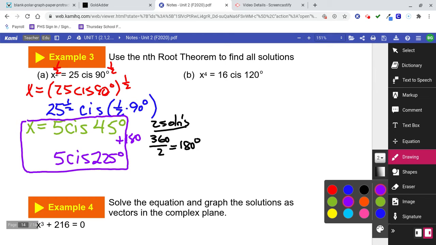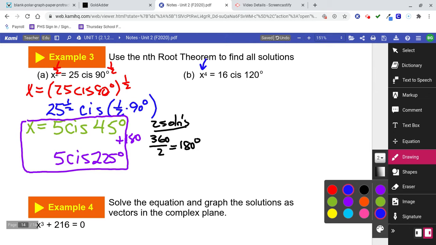Two solutions, 5 cis 45 and 5 cis 225. Now, if you wanted to change those back into rectangular form, that's fine, be my guest. But we're just looking at polar, it's fine. Okay? So look at part B. Part B, think about it.